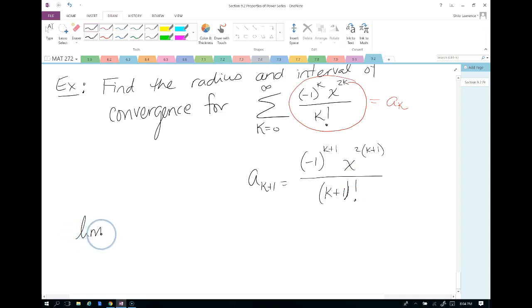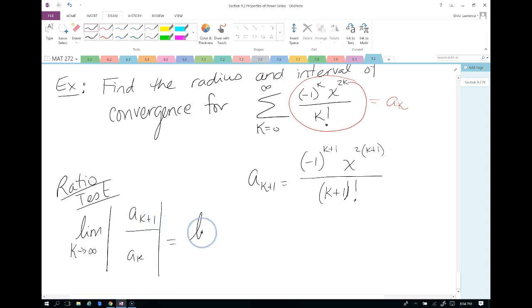And our ratio test says we want the limit as k approaches infinity of the absolute value of a sub k plus 1 over a sub k. The nice thing about the ratio test is those absolute values are going to allow us to just completely disregard the negative ones. So I'm going to write out what this would look like initially, and then we're going to do some simplifying.